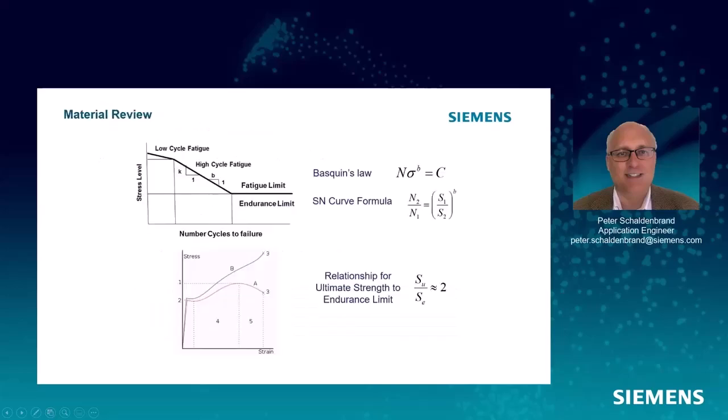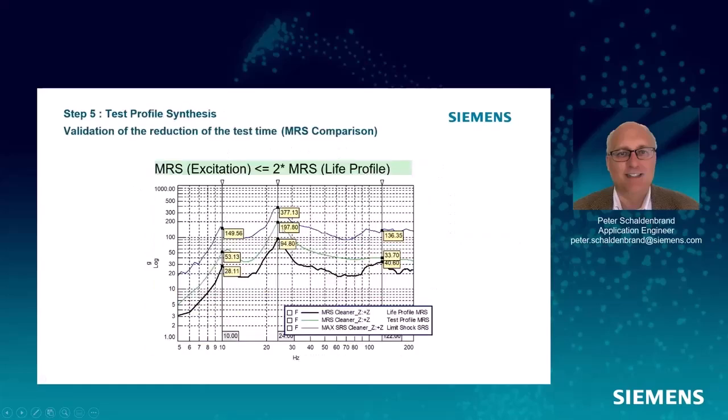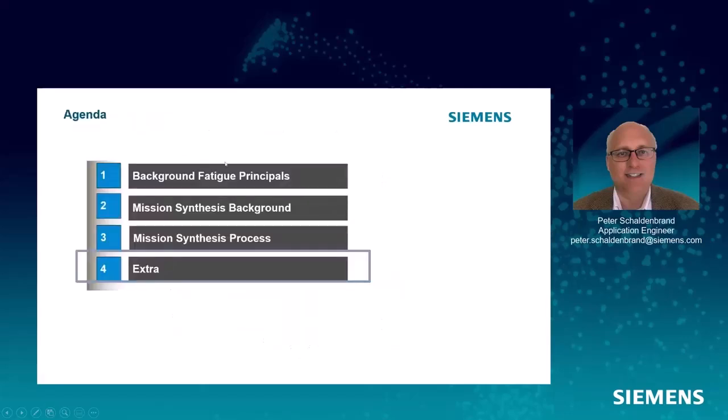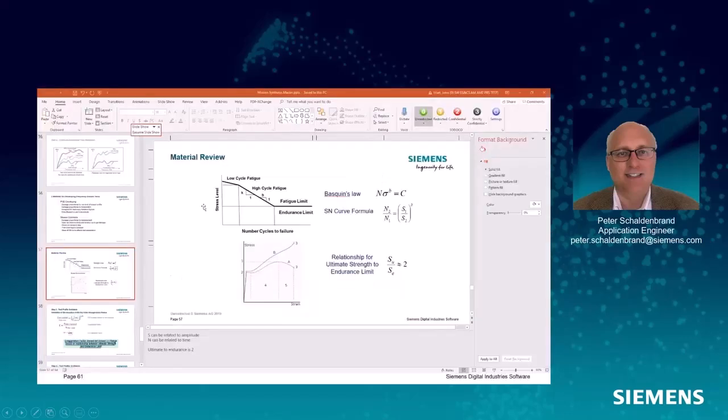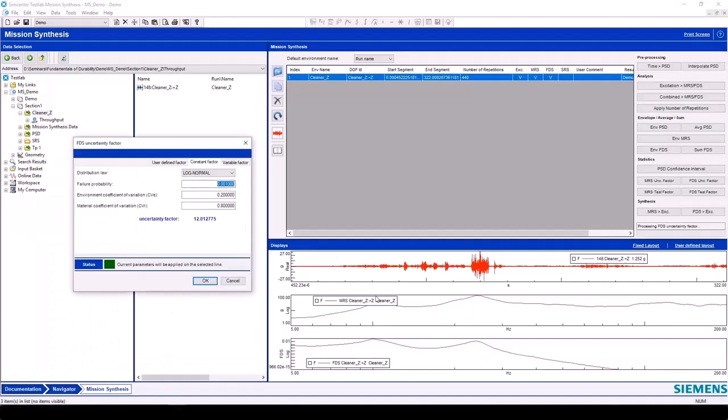All this analysis depends on where we start on this SN curve. If we're way up here, if our life profile comes up way up here, we may not be able to accelerate that much. Now, what I'm going to do is jump over and show you a quick example in some software.